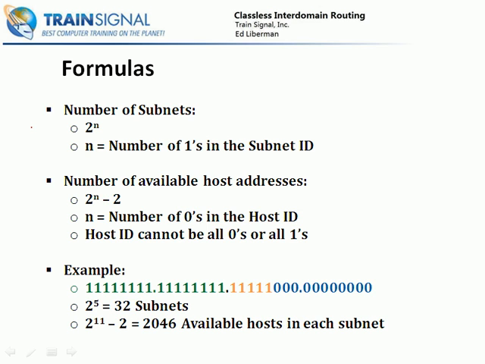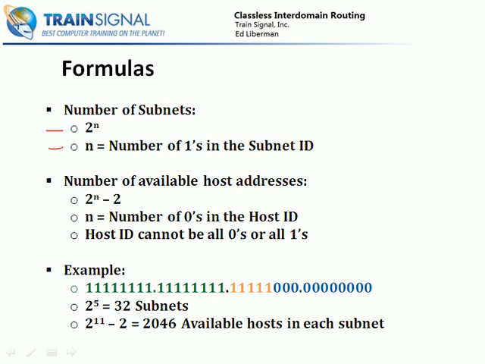Now there's a couple of formulas that we use to figure out how far we want to move the bar when we're subnetting. The first one has to do with if you know there's a certain number of subnets that you need, then you can factor in the number of subnets that will be available by taking 2 to the n. And n represents the number of ones in the subnet ID portion of your subnet mask.